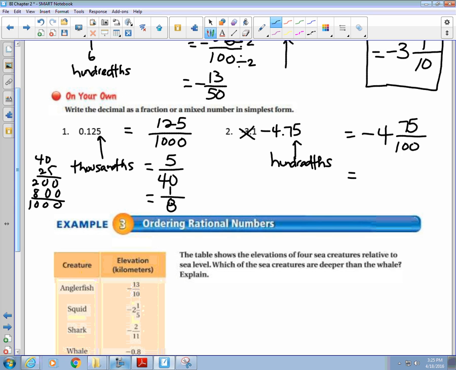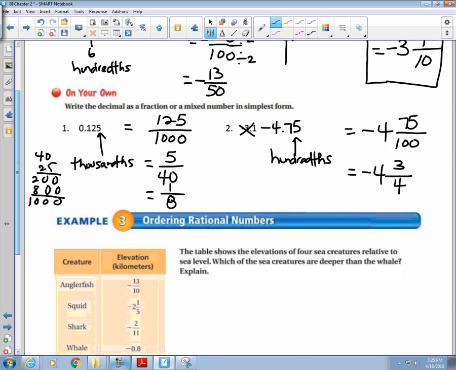Now I have to check and see if I can simplify. Negative 4 comes down, and I know that the 75 and the 100 are divisible by 25. So 75 divided by 25 is 3. 100 divided by 25 is 4. And now I cannot simplify it any further. So my final answer is negative 4 3/4.